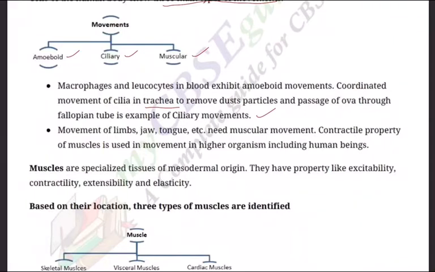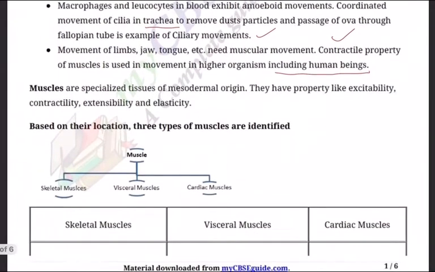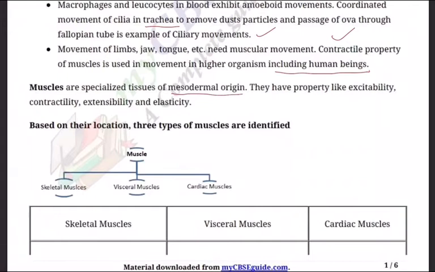Movement of limbs, jaw, tongue need muscular movement. Contractile property of muscles is used in movement in higher organisms, including us, human beings. So this is the contractile property. So muscles are specialized tissues of mesodermal origin. You know, there are three layers in the embryonic stage. That is ectoderm, outside, mesoderm, middle, endoderm, inner. So muscles are all taking their origin from the mesoderm. They have properties like excitability, contractility, extensibility, and of course elasticity. All this we experience whenever we make our muscles move.